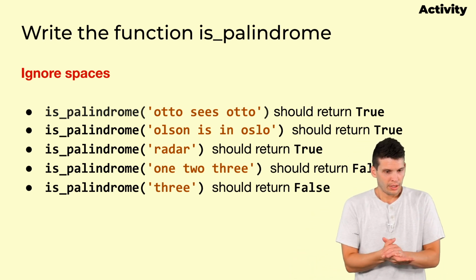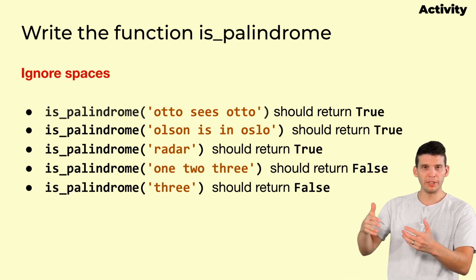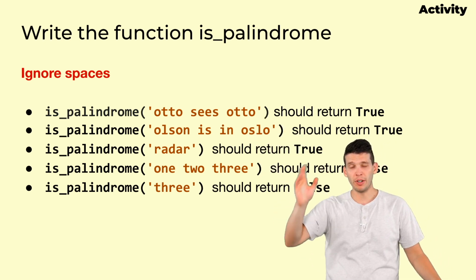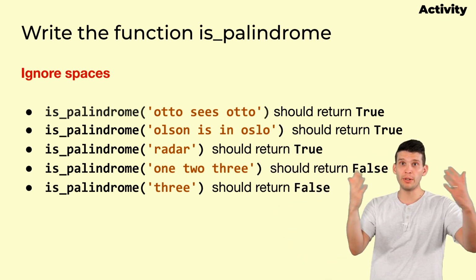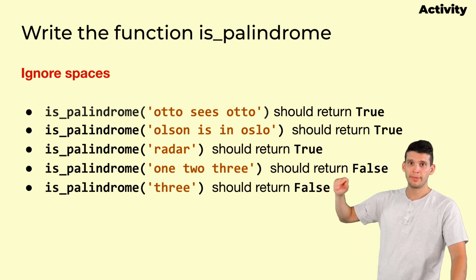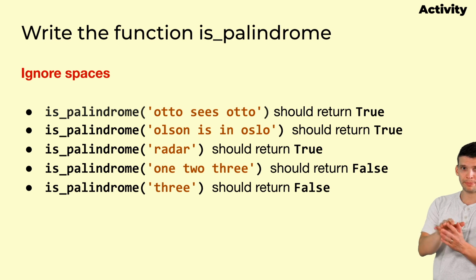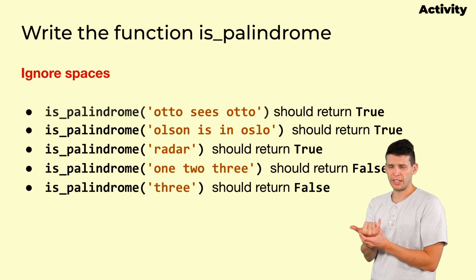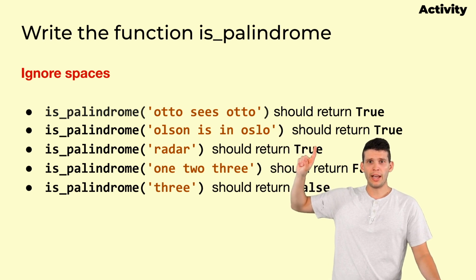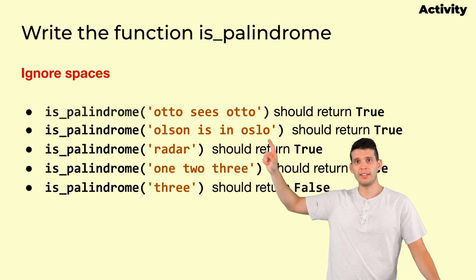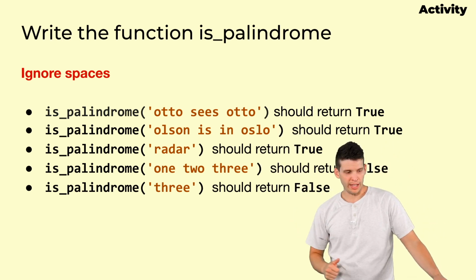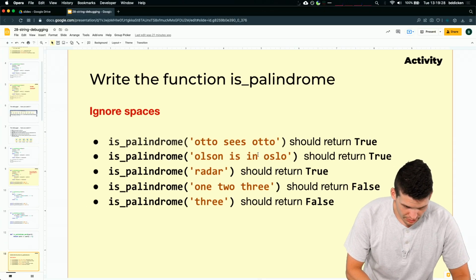All right, so building off of what we just did, imagine you could actually have a function that would tell you if an entire sequence of words was a palindrome. So for example, if you had the words 1, 2, and 3, if you flip those in reverse, that's not a palindrome. It won't spell the same thing. Now, if you had this, Olson is in Oslo, well, if you include the spaces, that's not a palindrome. But let's think about the following.